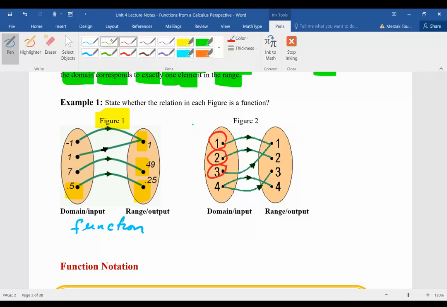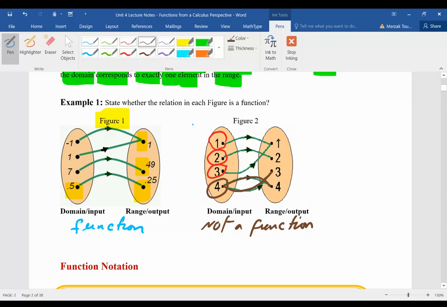But 4, notice that 4 is mapping to 3 and 4. So 4 is mapping to two different elements in the range. For this reason, we say this is not a function. Not a function.